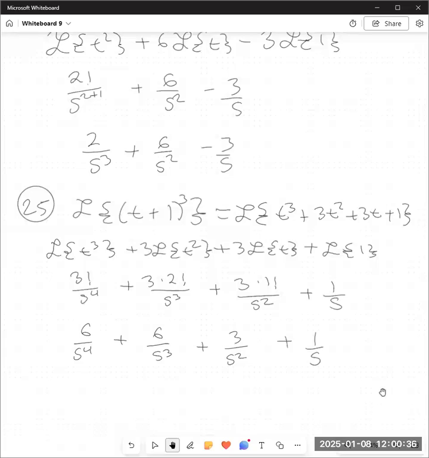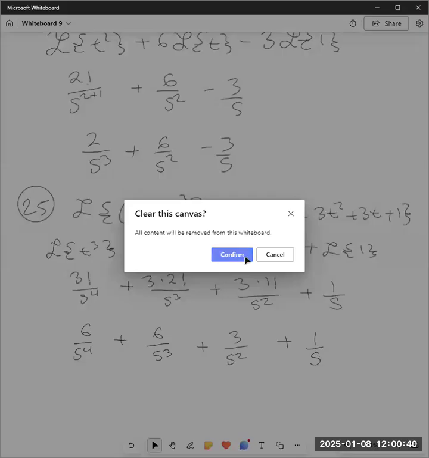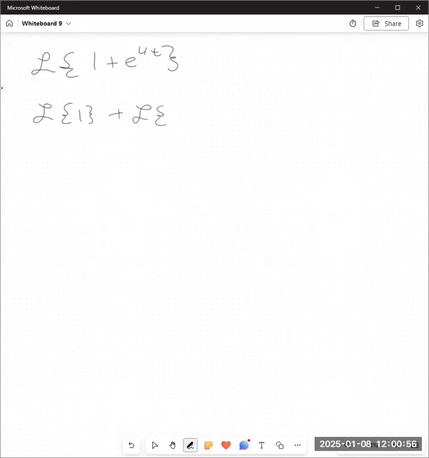And I'm going to do a few more here. Let's go on to number 27. The Laplace transform of 1 plus e to the 4t. So that's going to be the Laplace transform of 1 plus the Laplace transform of e to the 4t, which is 1 over s plus 1 over s minus 4. That was 27.